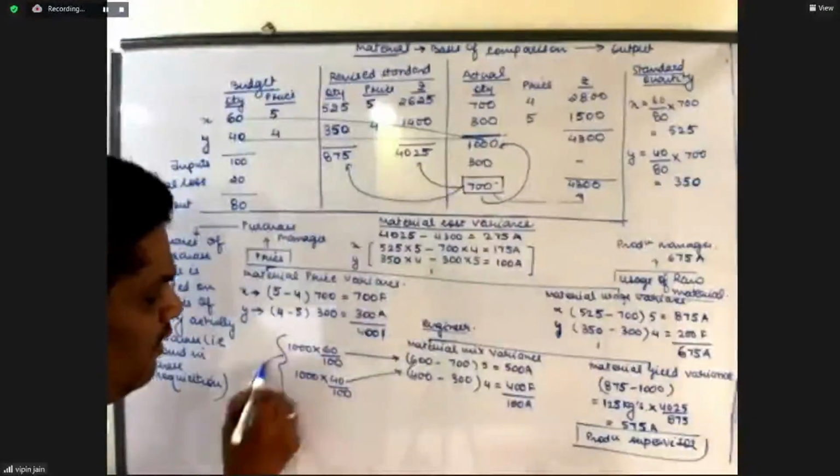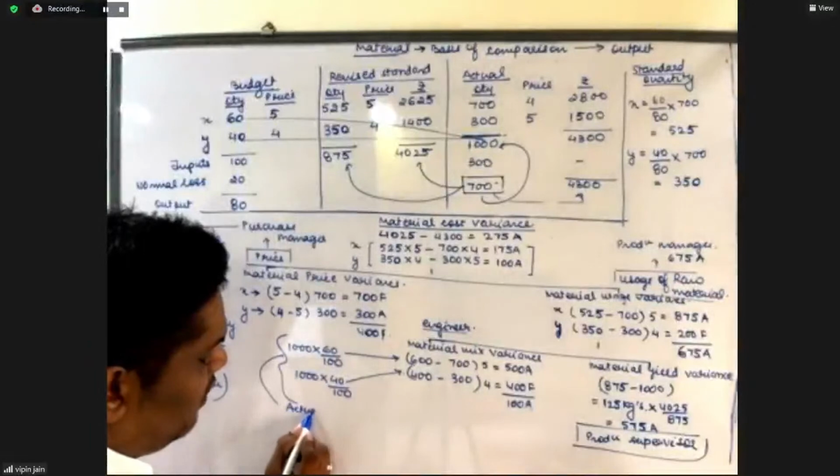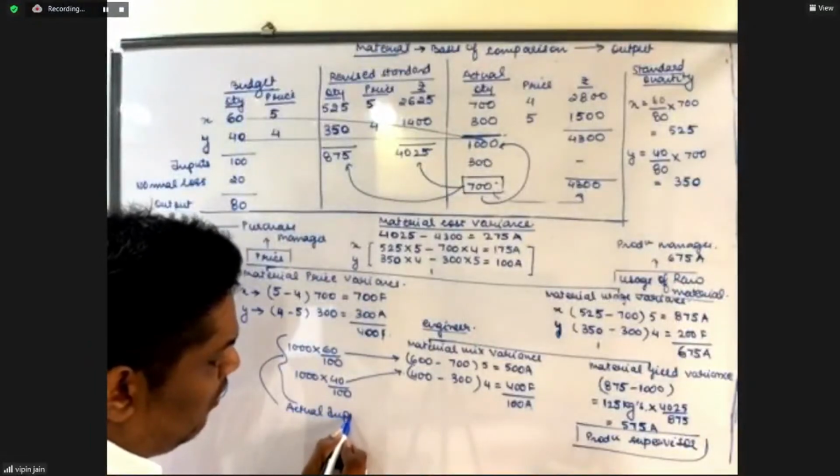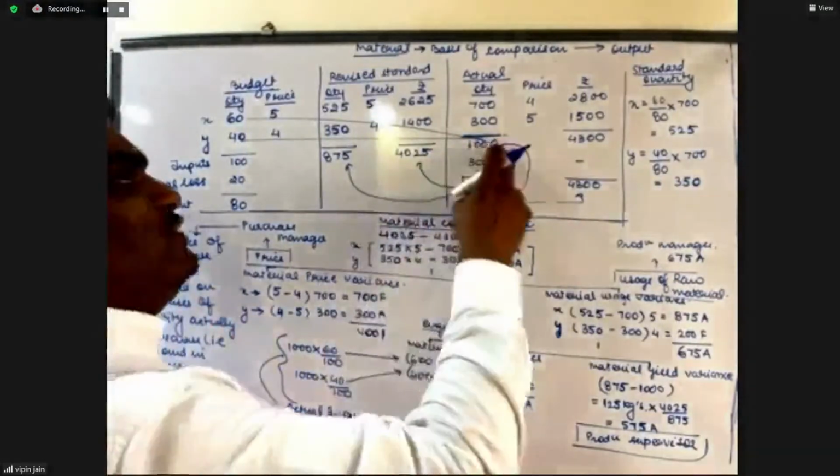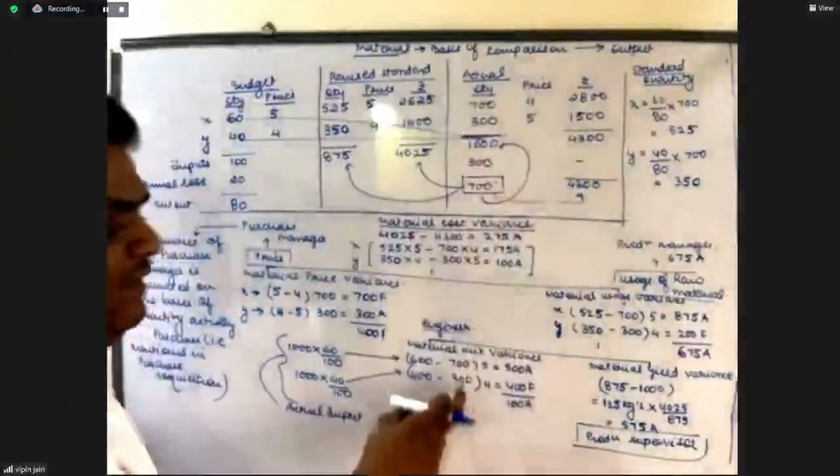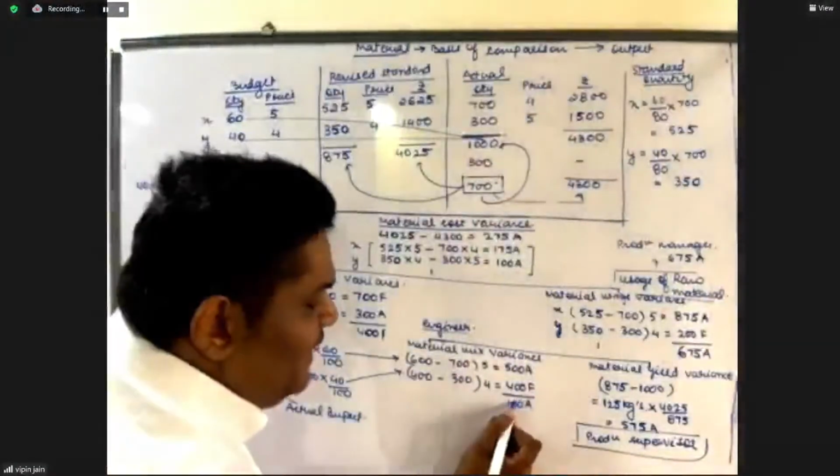That is actual input. But for the actual input, the actual ratio was 700:300. So there is a mix variance of 100.